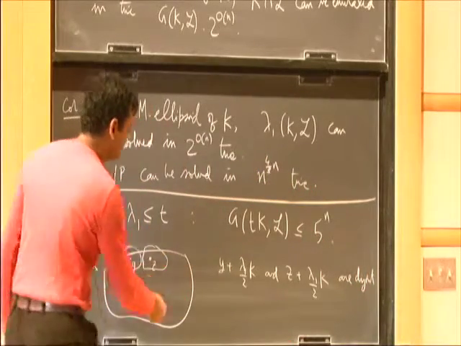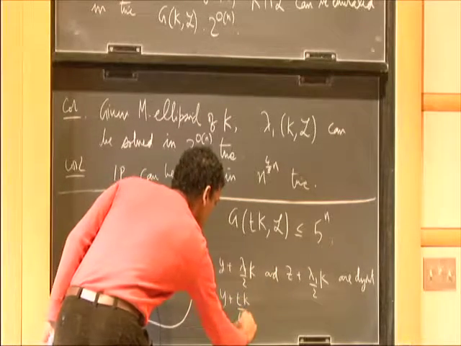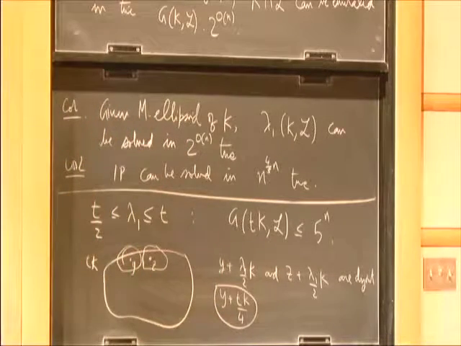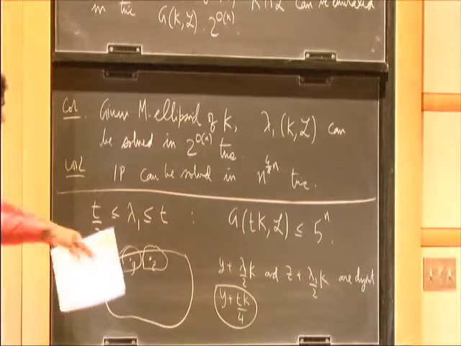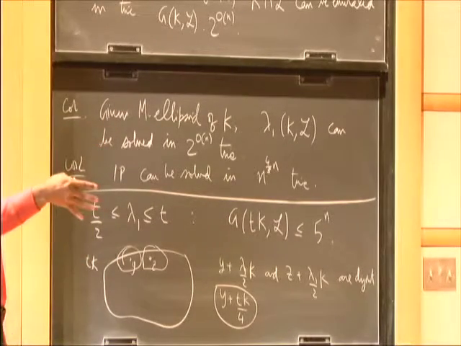So in particular, y plus tk over 4. You can put around every lattice point a copy of tk over 4, and these copies are disjoint. Now the union of these copies is contained inside tk plus tk over 4.